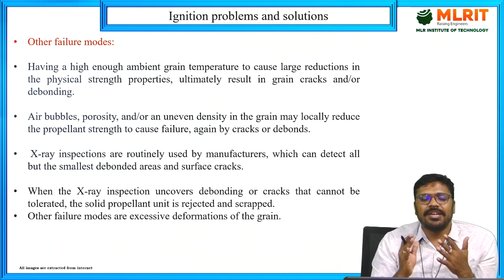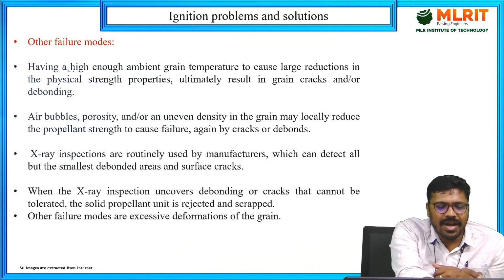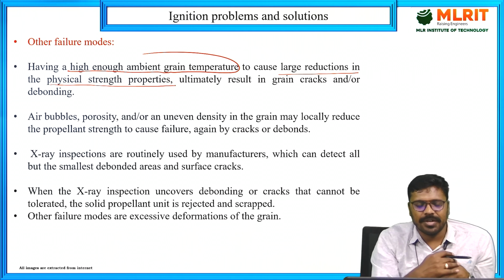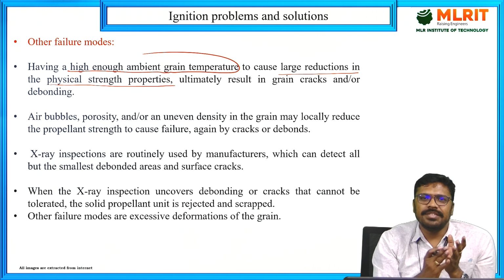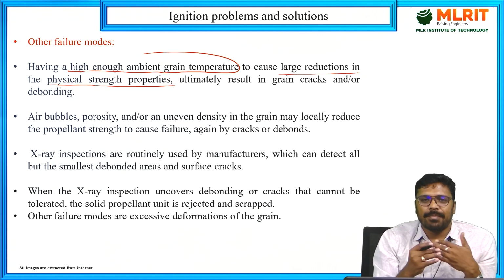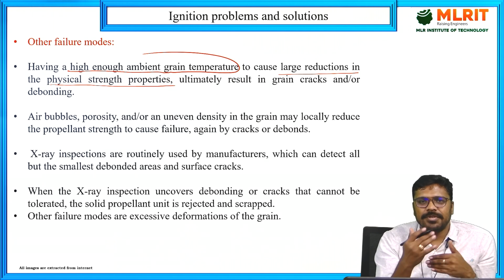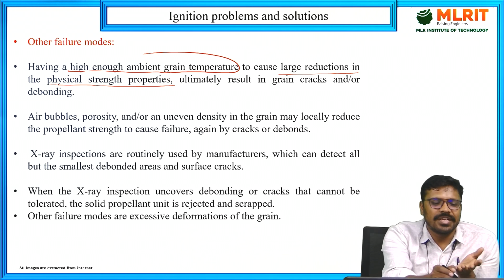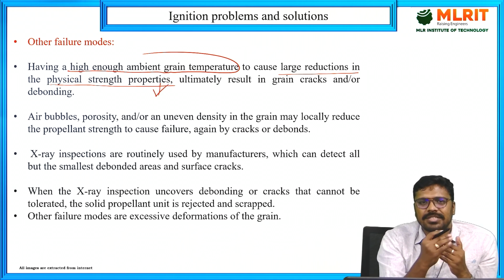Next, there are other failure modes, like a high enough ambient grain temperature causing a large reduction in the physical strength of the propellant. The propellant grain is a substance, right? Any substance will possess different properties at different temperatures. So when the propellant grain is exposed to high temperature, the grain properties will change, and the physical strength may be affected. This is also one type of failure that can happen in propellant grains.